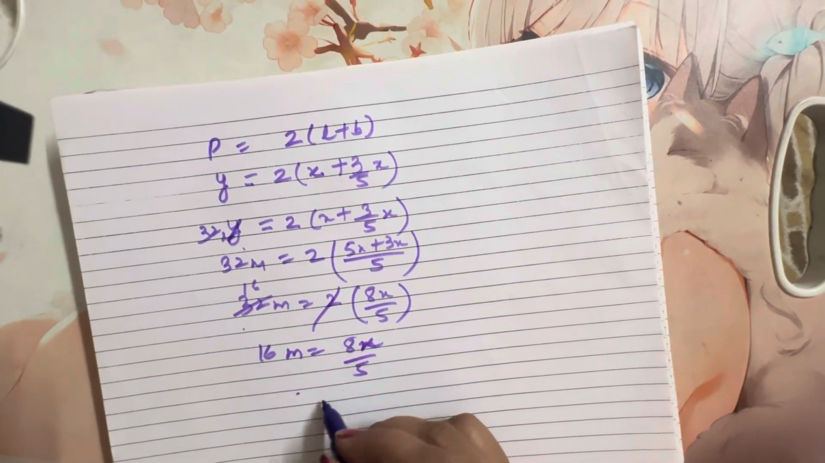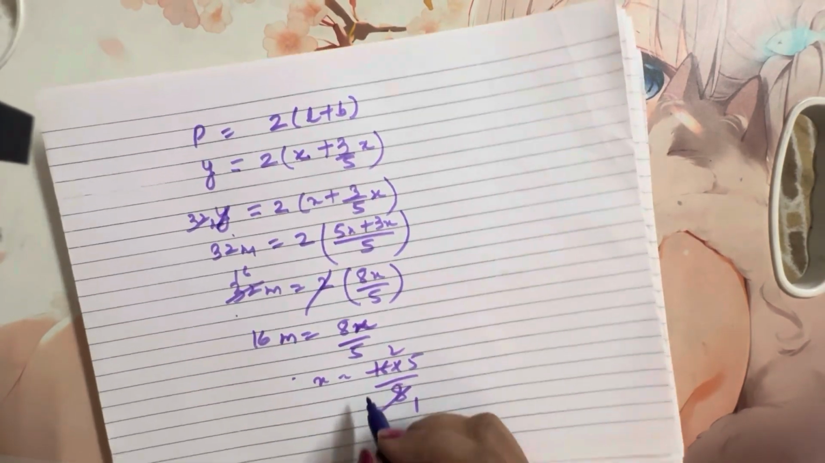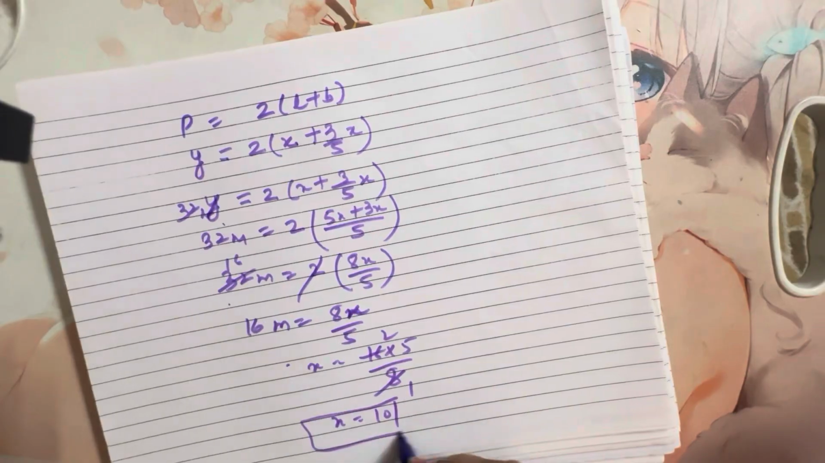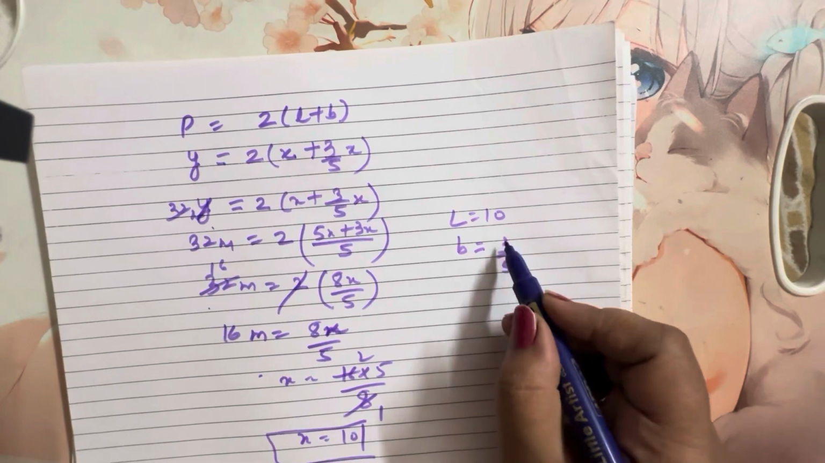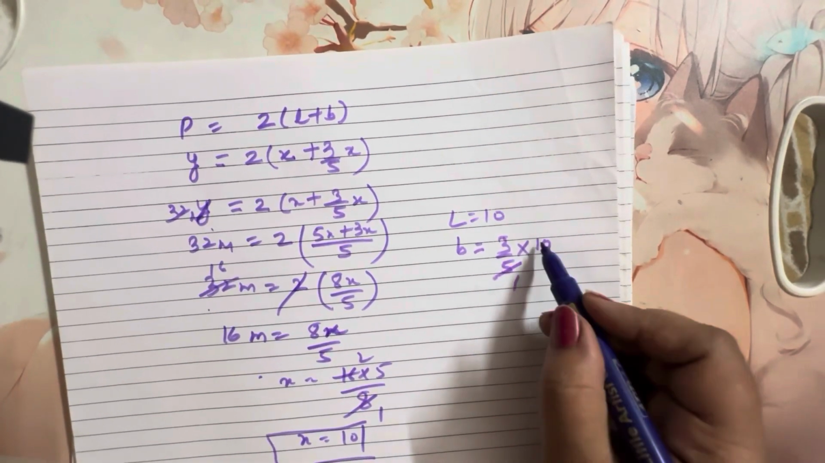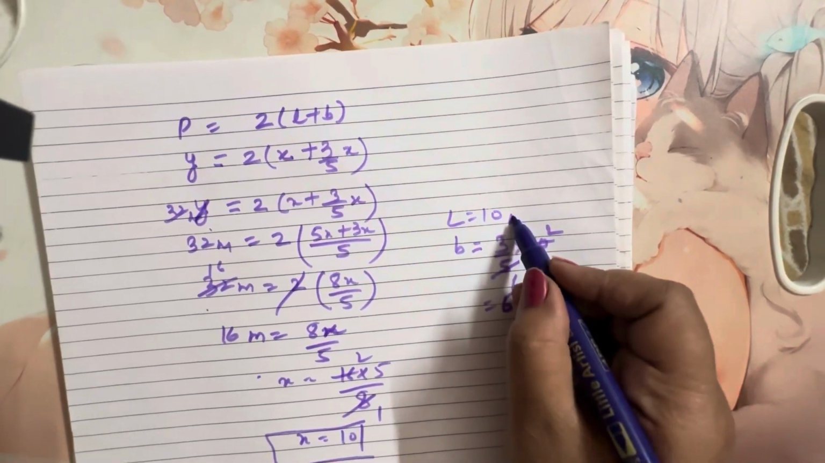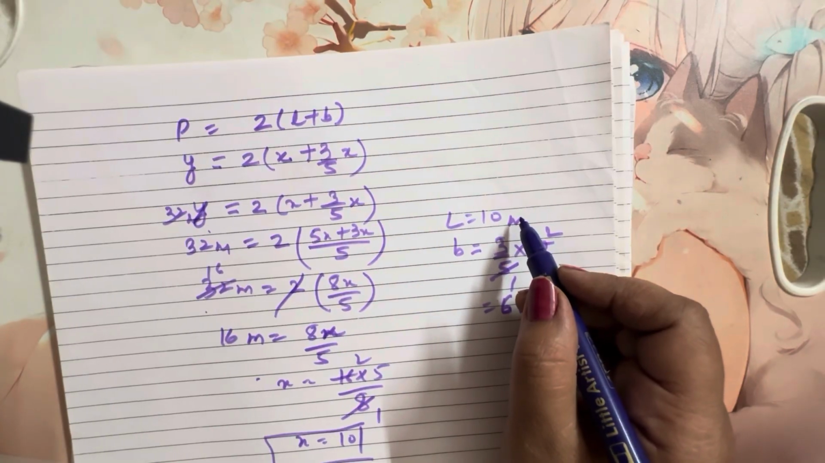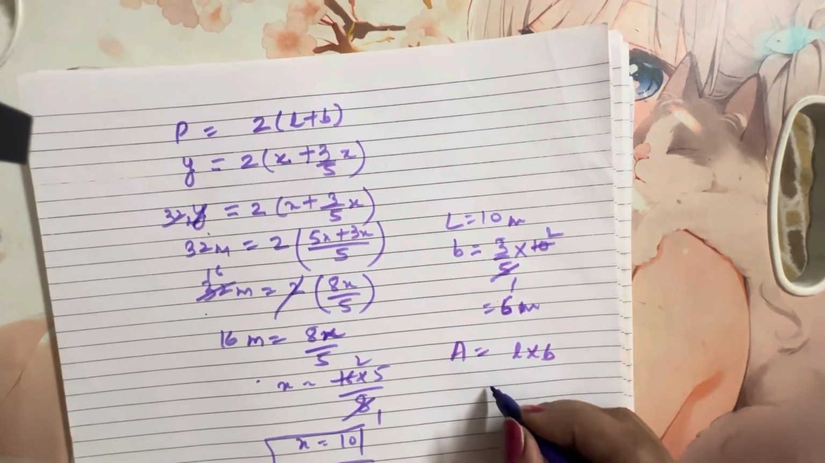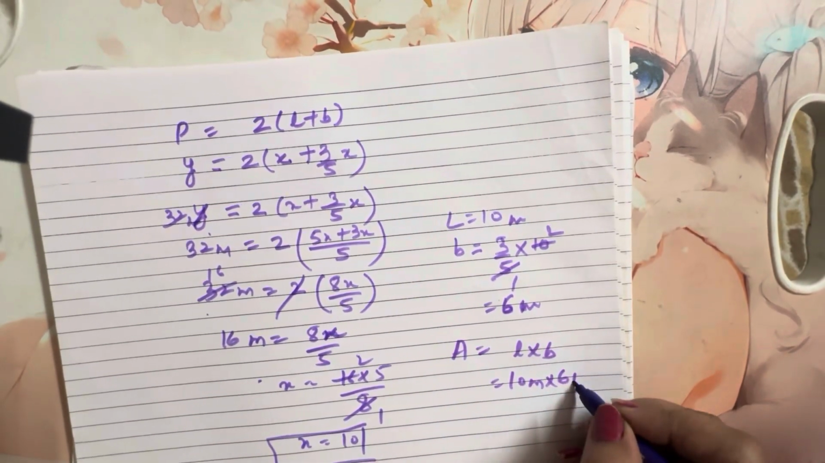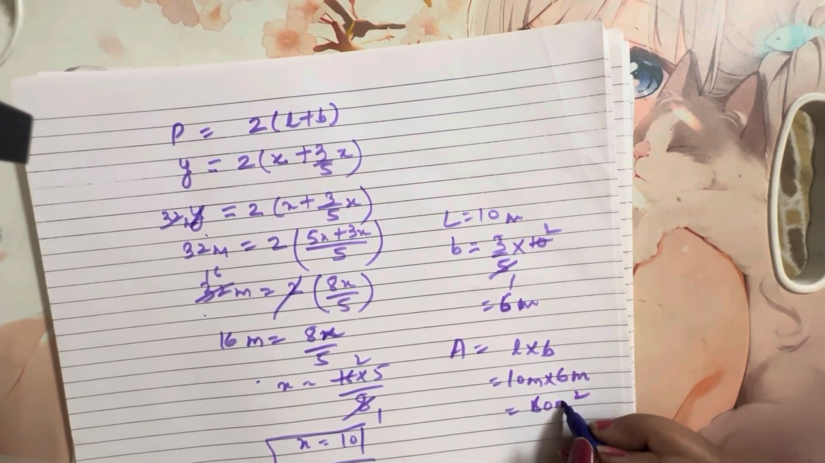Now what will the value of x be? 16 into 5 divided by 8. 8 ones are 8, 8 twos are 16, so x is 10. So the length is 10. Now breadth is 3/5 of x. The value of x is 10, so 3 into 2 is 6 meters. Length is 10 meters. Now find the area of the room. Area will be length into breadth. Length is 10 meters into breadth 6 meters, that will be equal to 60 meters square.